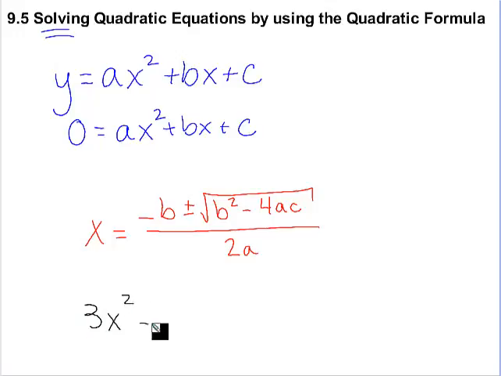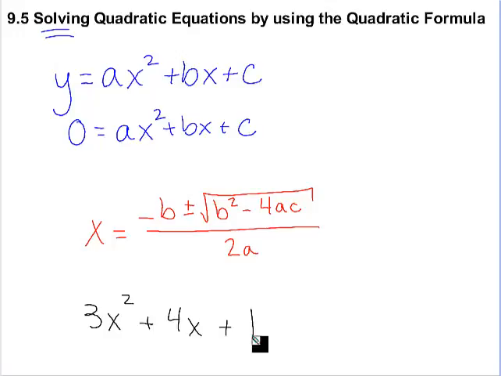3x squared plus 4x plus 1. What would be your a, what would be your b, and what would be your c? Your a would be 3, just the number. Your b would be just 4, and your c would be just 1, okay? So that's how that's going to work. Just like how when we looked at our a, b, and c, when we graphed it to find our negative b over 2a, we just look at the numbers.